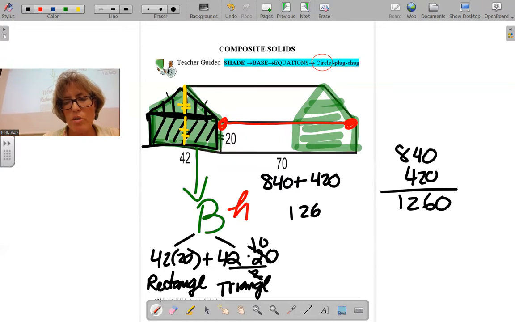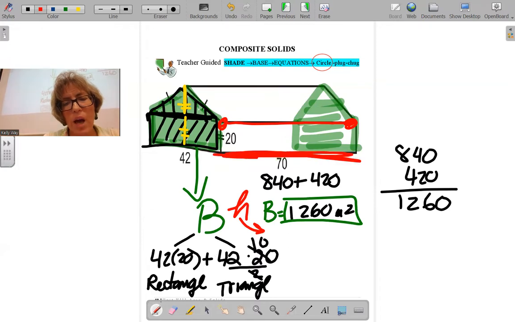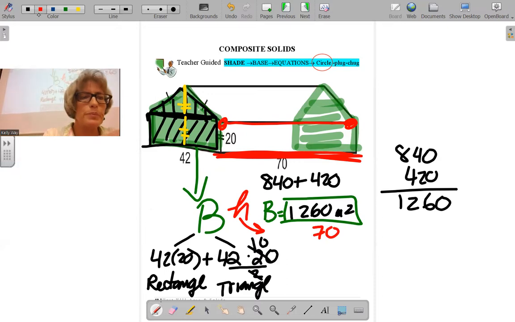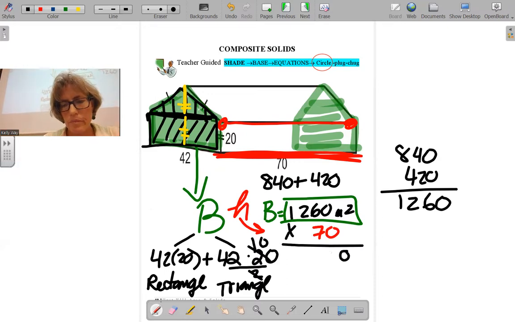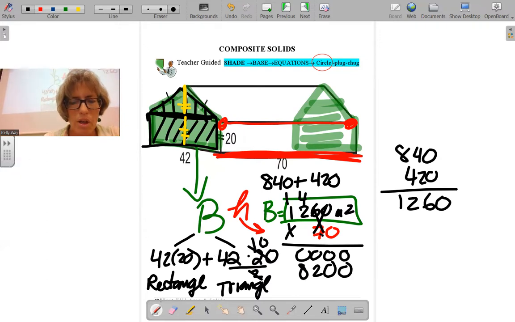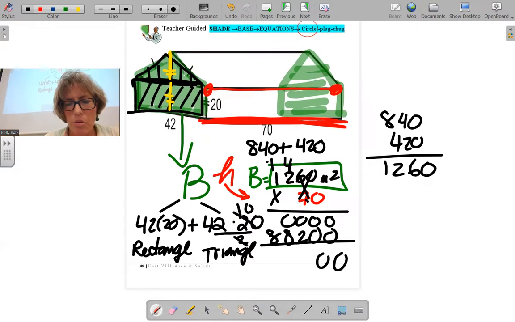So 1,260 units squared is going to be your capital B here. And then base times height, we simply multiply by the height, which is the distance between the bases, which is 70.